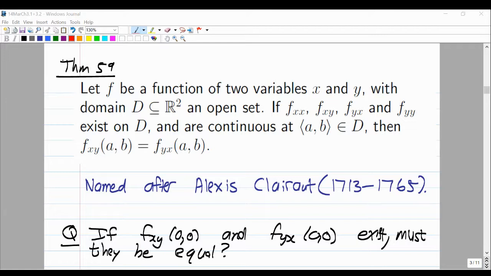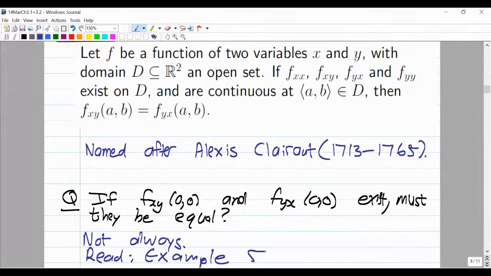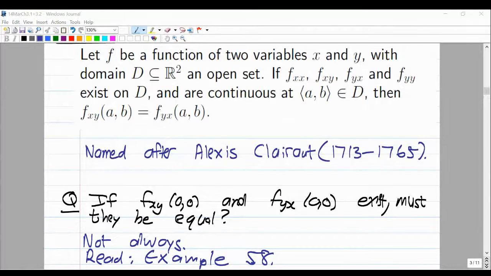It turns out that there are strange functions out there where this guy exists and this guy exists, but they are different values. So the answer to this question is not always. And if you want to see such a peculiar example, read example 58 in the textbook. There you have an example where those two quantities both exist, but they are different.